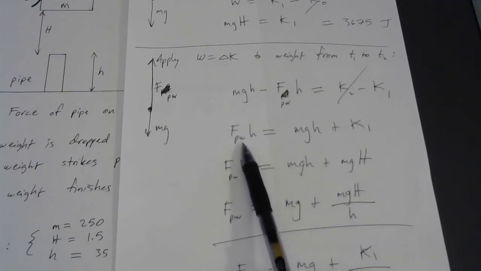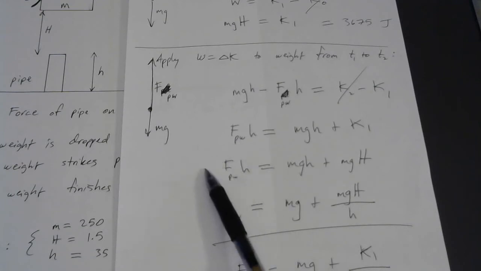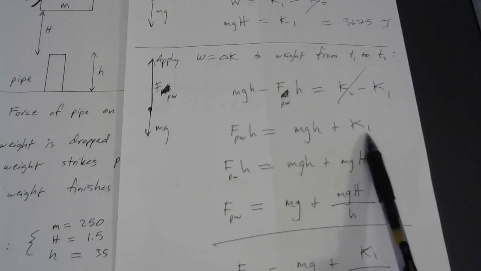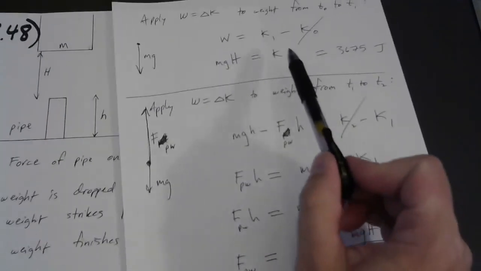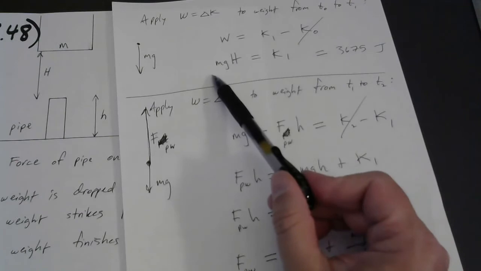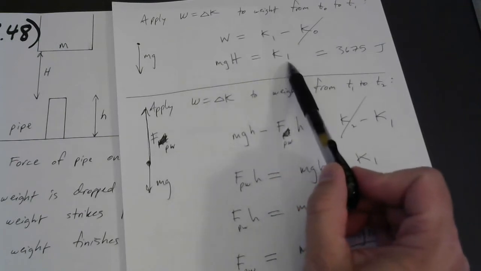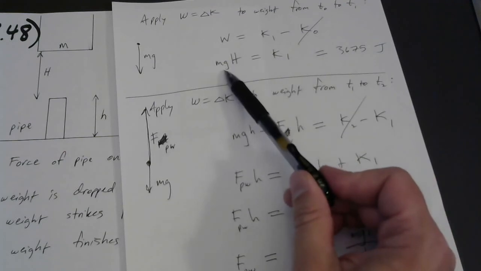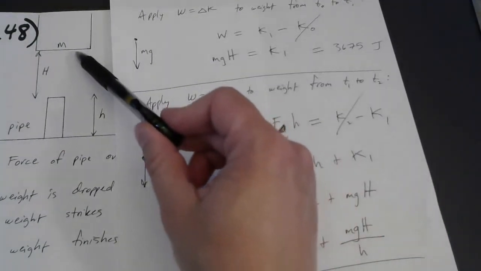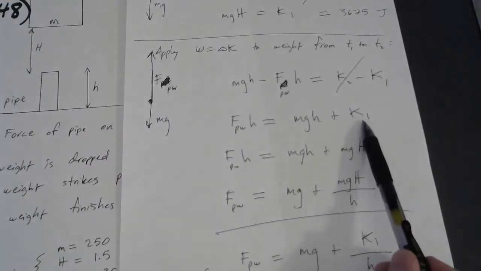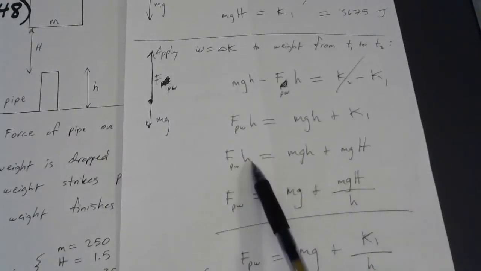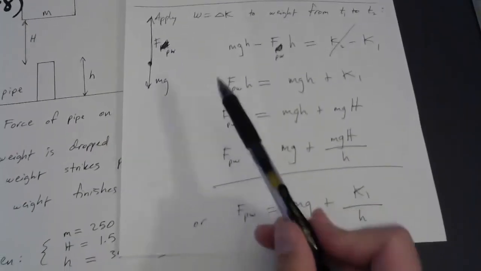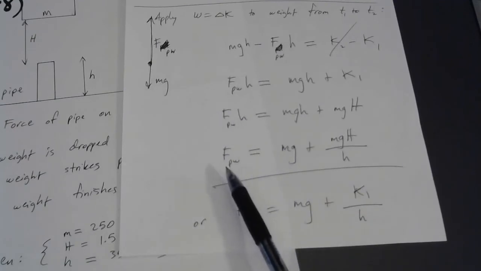And we're almost at something that makes sense intuitively. So what I've done here is, instead of writing K1, I substituted. K1 is numerically equal to mgh. Remember, the kinetic energy that the weight had before it struck the pipe came from the work done by gravity on the way down. So I just substituted here, and then let's divide by lowercase h. And I find this interesting expression, and this matches the solution that I saw in Mastering Physics.